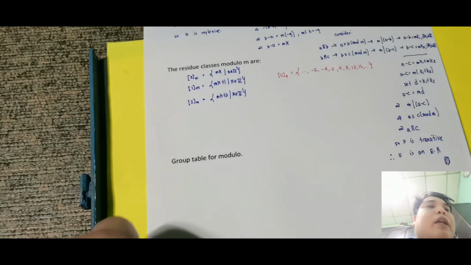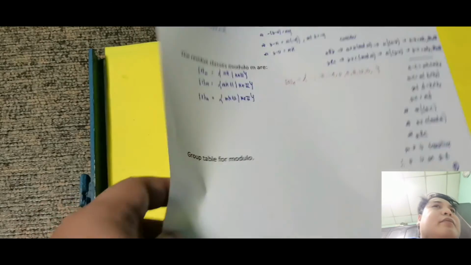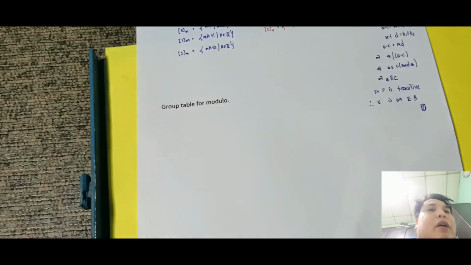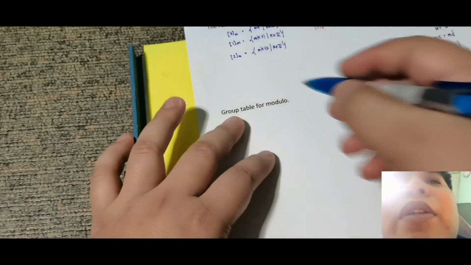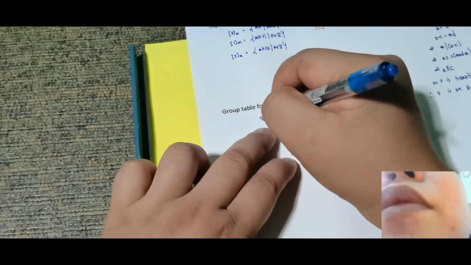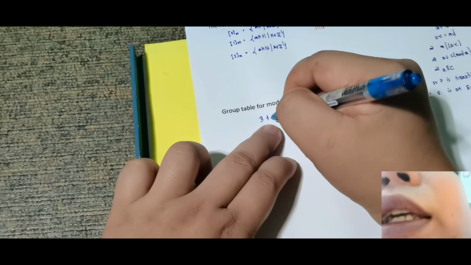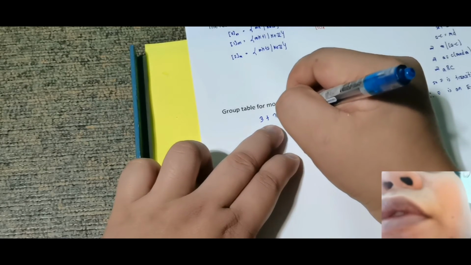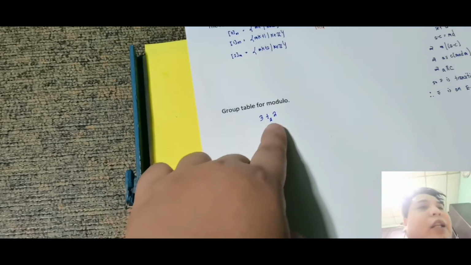Okay, so ngayon maglalagay ako ng something na medyo nakakatuwa para sa part nyo. Ito yung tinatawag na group table for modulo M. Ang ibig sabihin lang nito, medyo kakaiba, huwag kang magugulat sa gagawin natin. Kunyari, mag-add tayo ng dalawa, tas may residue. Upon dividing, for example, kunyari 3 plus 2 modulo 2.